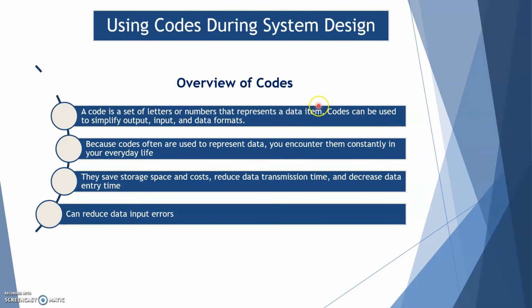Alright, so moving on to using codes during system design. A code is a set of letters or numbers that represent a data item. Codes can be used to simplify output, input, and also the data format. During the data design process, you will review existing codes and develop new ones that will be used to store and access data efficiently.